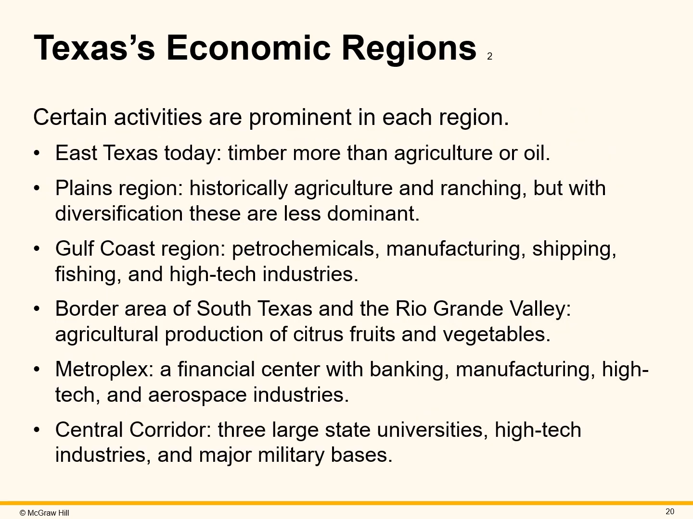Certain activities are prominent in each region. In East Texas today, timber is more important than agriculture or oil. The Plains region is historically agricultural and ranching, but with diversification, these are less dominant. The Gulf Coast region has petrochemicals, manufacturing, shipping, fishing, and high-tech industries. The border area of South Texas and the Rio Grande Valley are dominated by agricultural production of citrus fruits and vegetables. The Metroplex area is a financial center with banking, manufacturing, high-tech, and aerospace industries. The Central Corridor has 3 large state universities, high-tech industries, and major military bases.